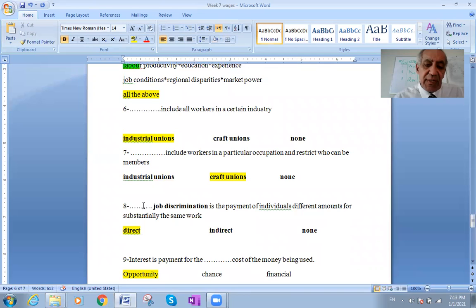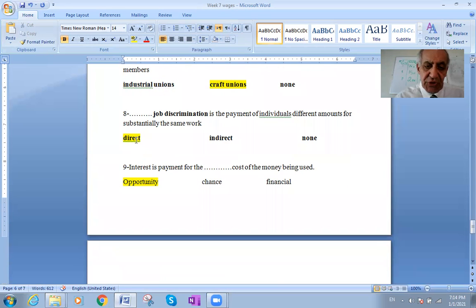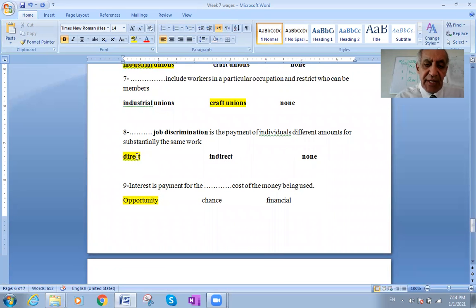Eight, direct job discrimination is the payment of individuals. When we discussed it, we said you have two different persons doing the same job, but you give them different pays. So we call it job discrimination. So here it will be direct job discrimination. Direct means explicit. Everyone sees it and everyone knows it.